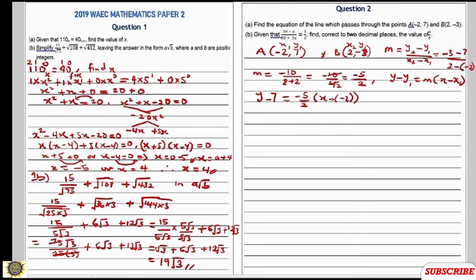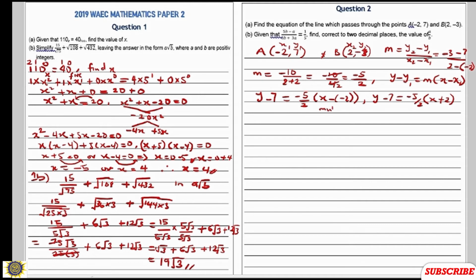So that you know that minus times minus will give us plus at the end of the day. So we have y minus 7 equals minus 5 over 2 open bracket x plus 2, because minus times minus gives us plus. Now, since we have a fraction here, to eliminate this fraction you multiply by the LCM here, which is 2. So multiply by 2.